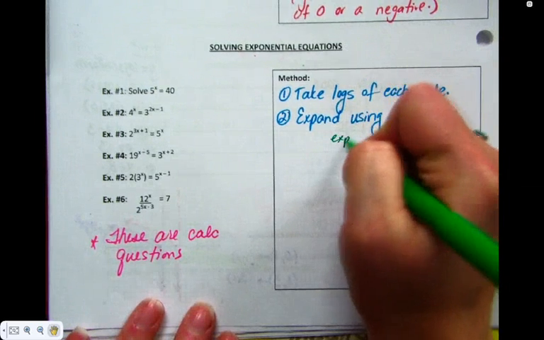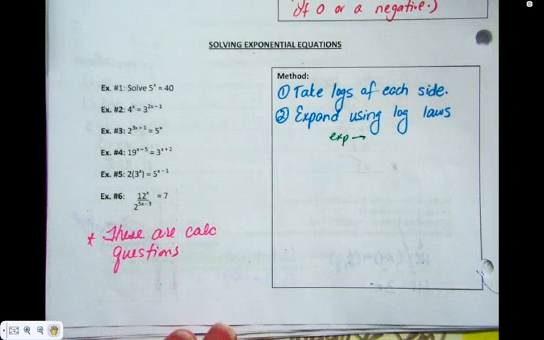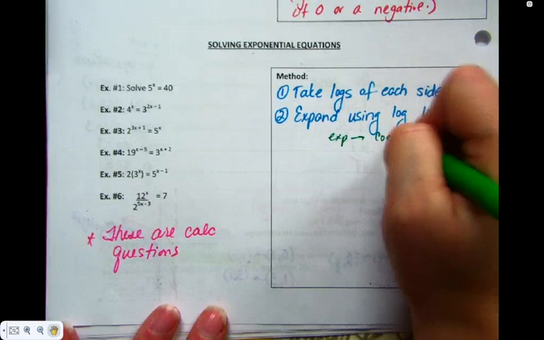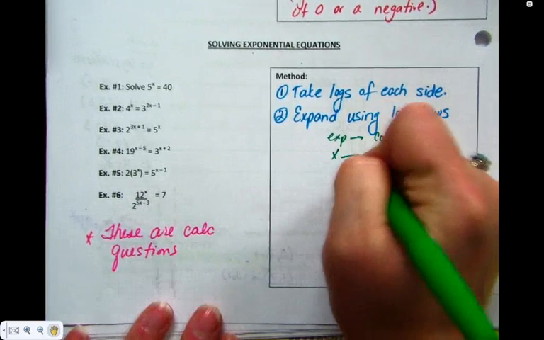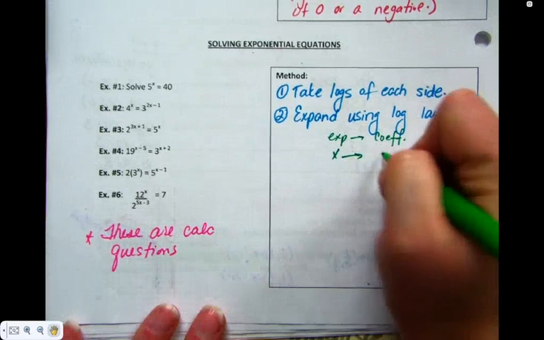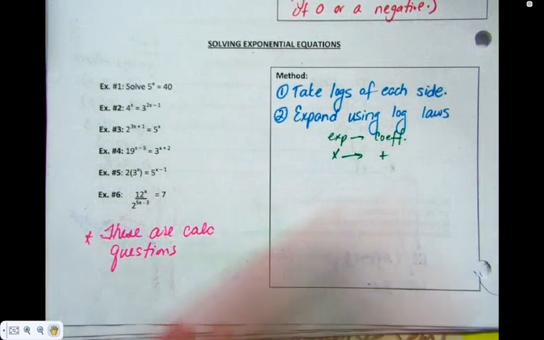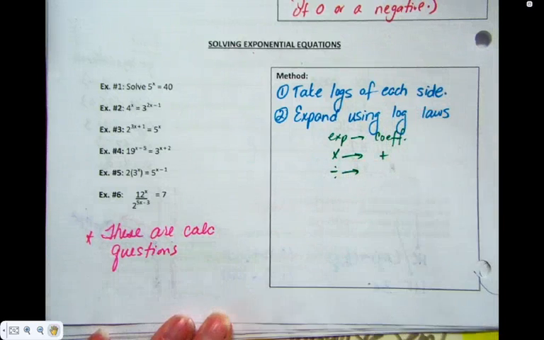Exponents become coefficients. Multiplying becomes addition. Division becomes subtraction.